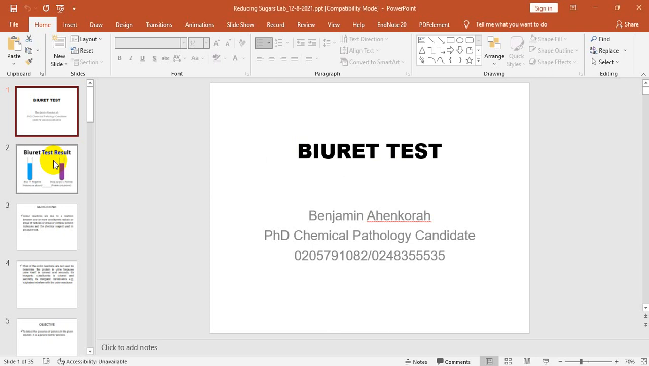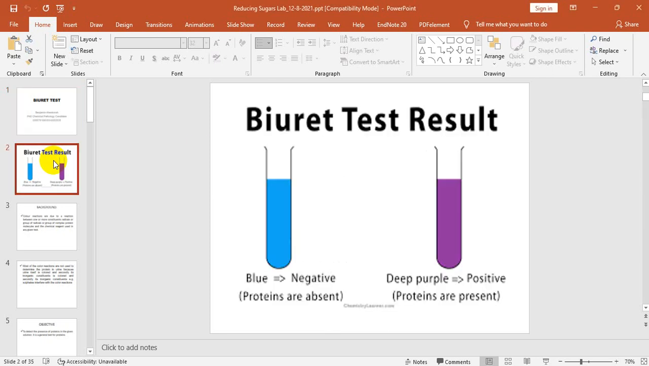We'll be looking at the Biuret test. So, this is our expectation. For the Biuret test, a blue color means what? Absence of proteins. Whereas a deep purple color means what? Presence of proteins. So that's a positive test.